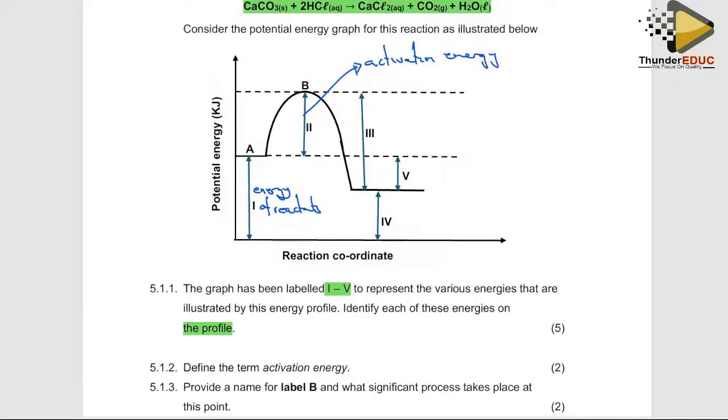Then to proceed there, I'm going to have my 3. So my 3 there, this is the one there. Between the activated complex and the energy of the products, I'm going to have what we refer to as the energy that is released. So I'm going to say energy released. Then my 4 there is going to be the energy of the products.